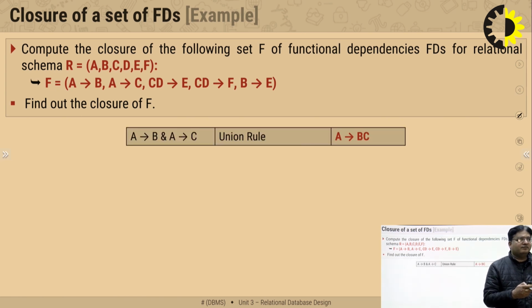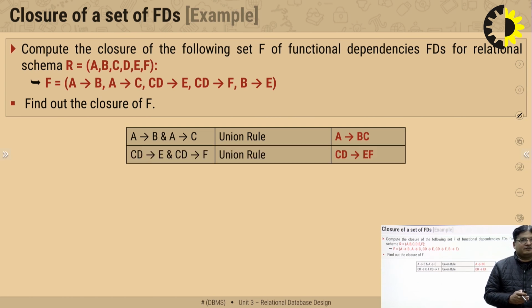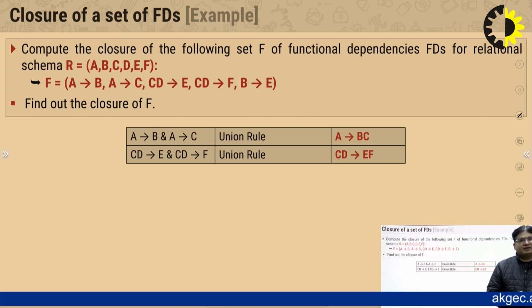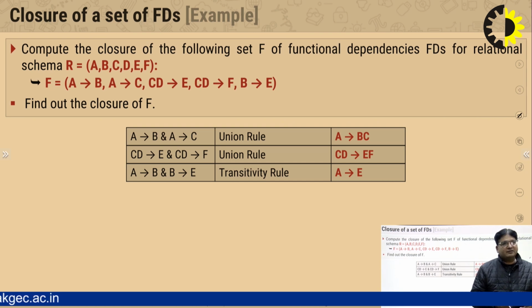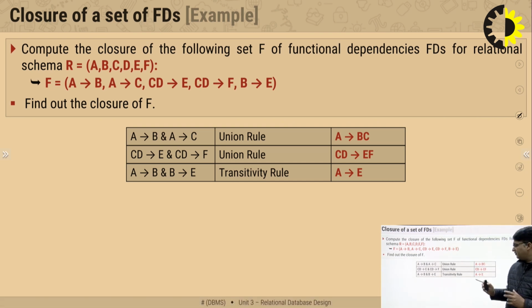Let us see how. First, A determines B and A determines C. If we apply the union rule, we can say that A determines BC. First FD that we have derived. Now second, CD determines E and CD determines F. Then we can say that CD determines EF. Second FD we have computed. Now third, A determines B and B determines E. We will be applying the transitive rule, that is A will determine E.